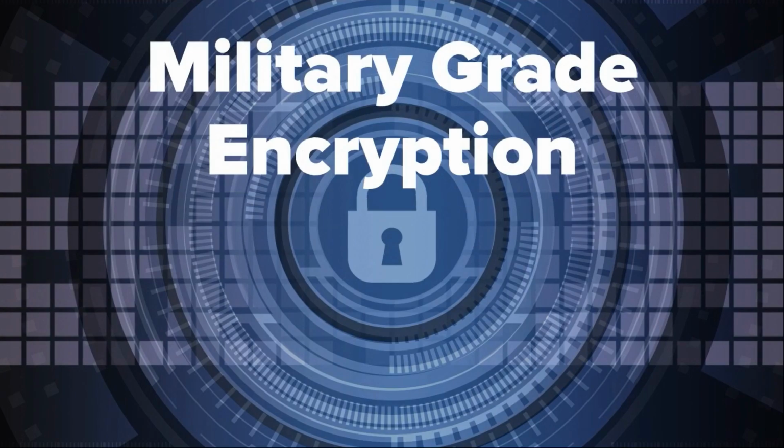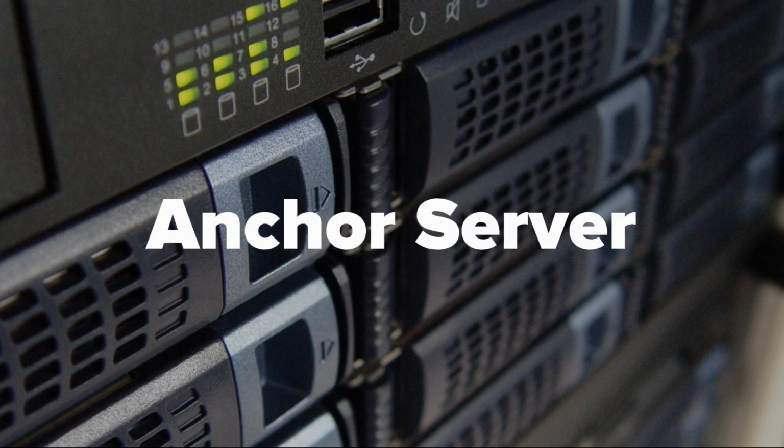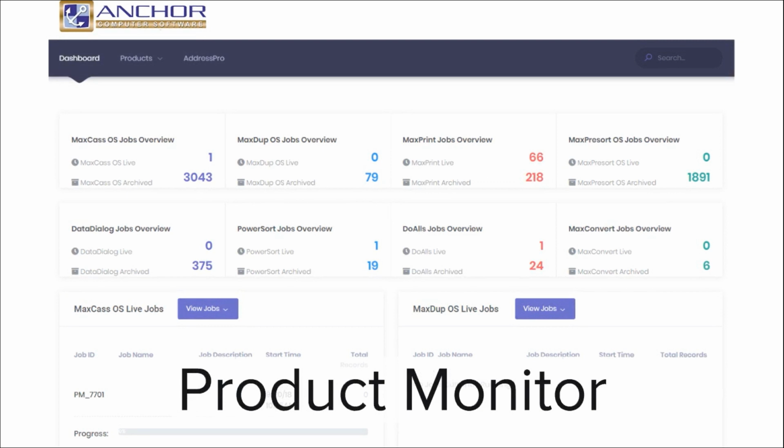Next, military-grade encryption is employed, like we talked about before, over a secure network to process the job files and return the results. This is not FTP. It utilizes an HTTPS transfer process. Your information then gets landed on a secure server at Anchor to process the job. It can be a dedicated server, or servers, depending on your requirements. And here's a great thing. We provide a product monitor for you that'll allow you to monitor the entire process of your job.